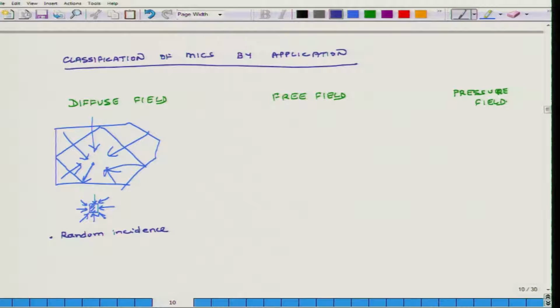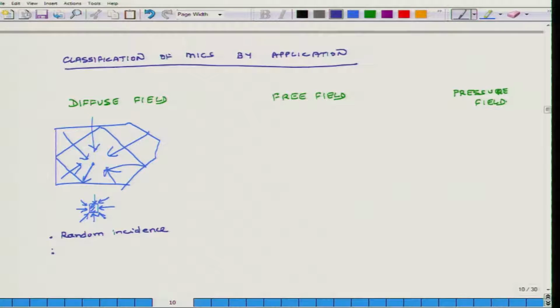Random incidence microphones, because the noise is coming, the incident angle of the noise which is striking the microphone is at all sorts of angles. So, it is randomly oriented. Okay. So, this is one.